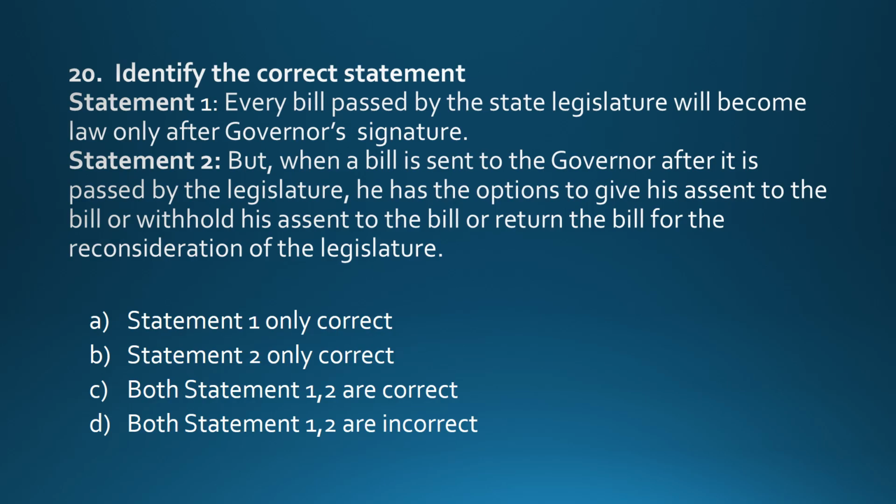Question number 20. Identify the correct statement. Statement 1. Every bill passed by the state legislature will become law only after governor's signature. Statement 2. But when a bill is sent to the governor after it is passed by the legislature, he has the options to give his assent to the bill, or withhold his assent to the bill, or return the bill for the reconsideration of the legislature.